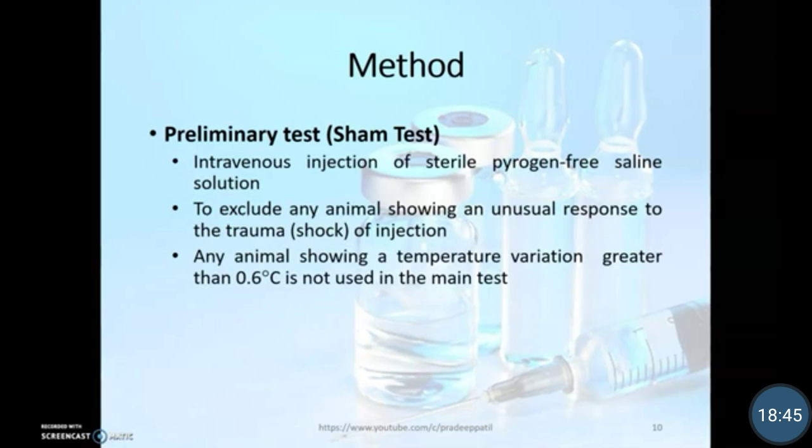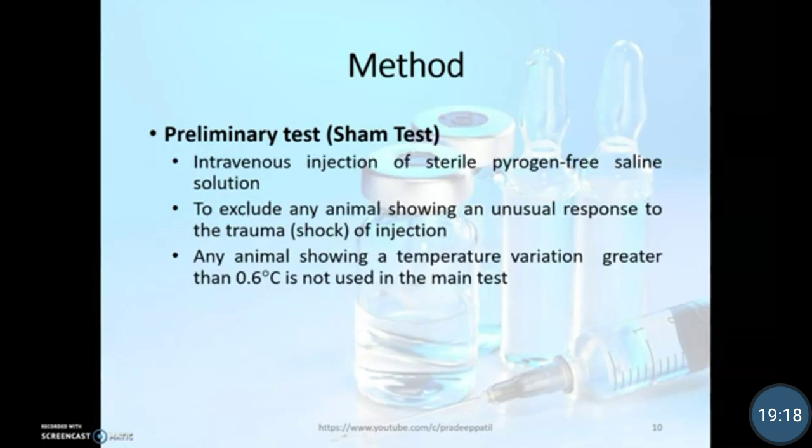When we inject the pyrogen free solution to the rabbit, if they are showing temperature change of more than 0.6 degrees Celsius, it means they can give a false positive reading also. So to exclude any rabbit which shows unusual responses, we are doing the preliminary test.